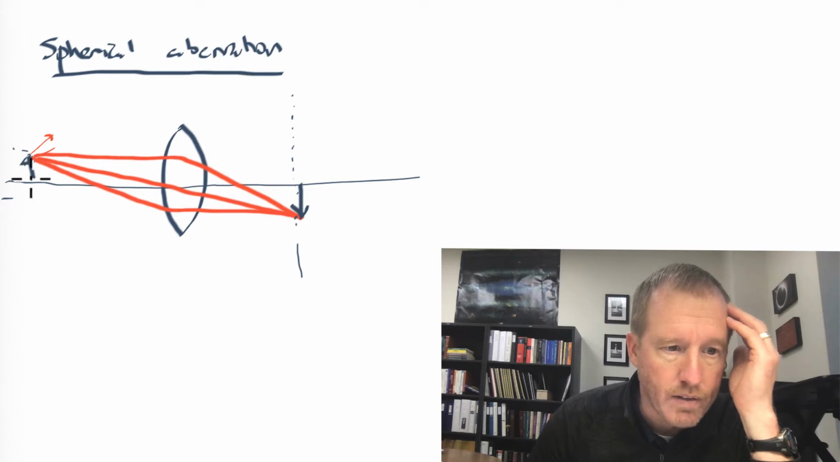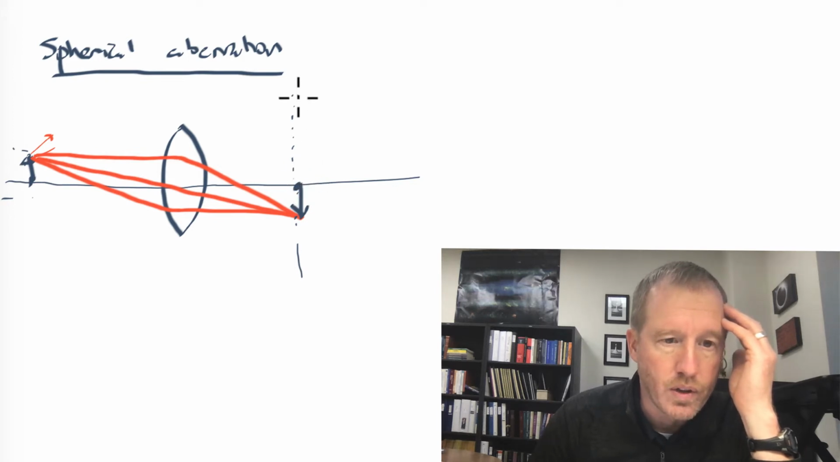We could have taken light rays from the bottom of this arrow also, looked at 3 of those, and we would have seen that they all converge right here. So the image, this right here, is called the image plane. It occurs at a distance di, the image distance from the lens.